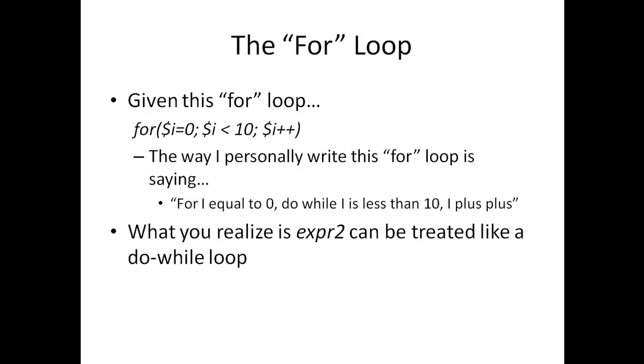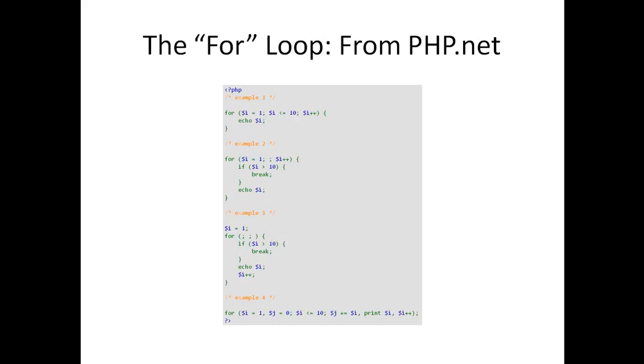So given this for loop, the way I personally write it is, for $i equal to 0, while $i is less than 10, $i plus plus, or iterate $i. Okay, $i equals $i plus 1, same kind of thing. What you realize is expression 2 can be treated like a do while loop. Okay, again, for $i equals 0, while $i is less than 10, $i plus plus. The middle part, expression 2, can be treated like a while condition.